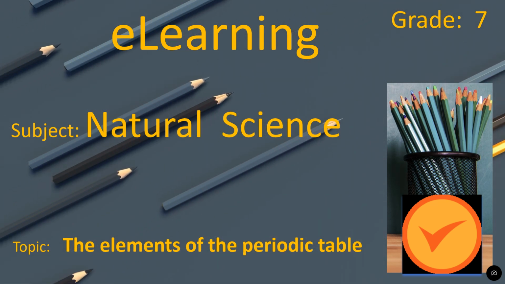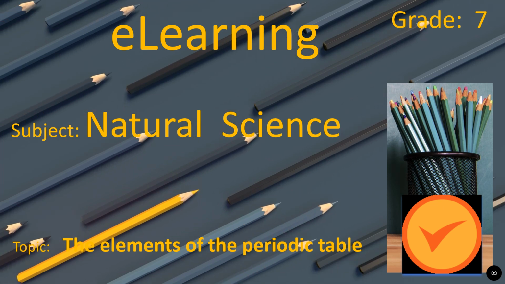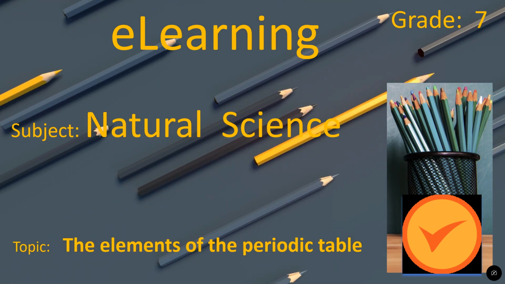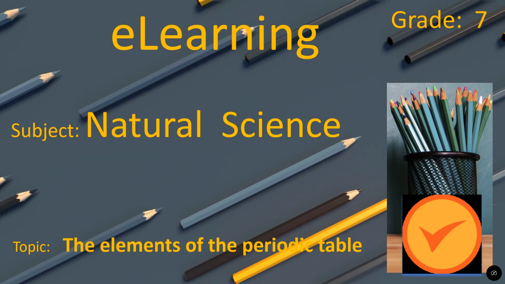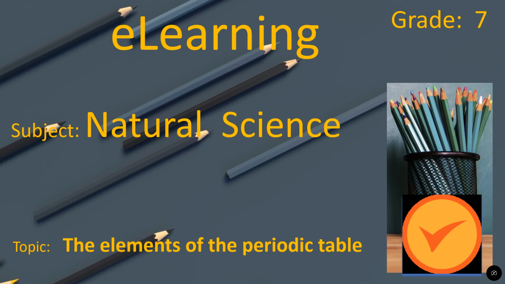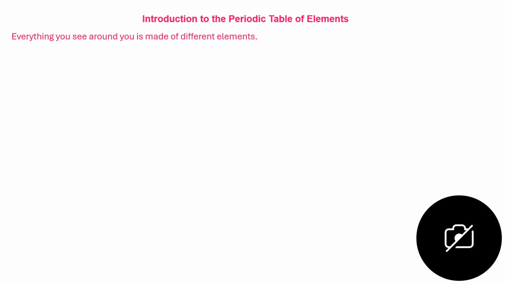So our subject today is natural sciences, and the topic is the elements of the periodic table. This is for grade 7, term 2. So you're going to ask yourself, what is a periodic table? What are elements? What are we talking about?